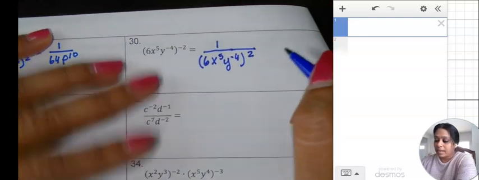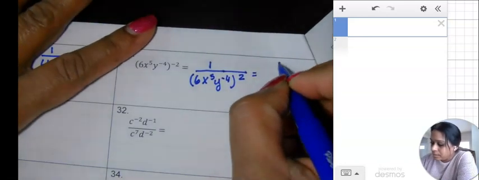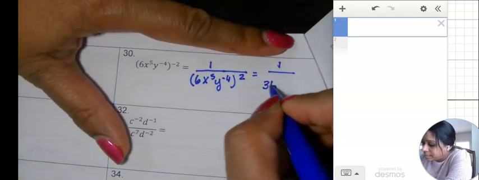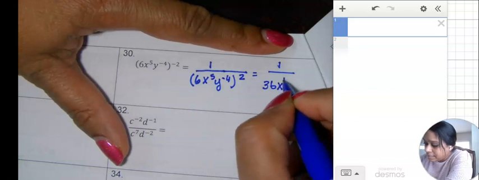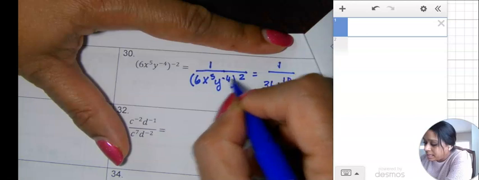And then from here I can go ahead and simplify this. I can do 1 over, so 6 squared is 36, x to the 5th squared is x to the 10th power, and multiply them. And then you have y to the negative 8.